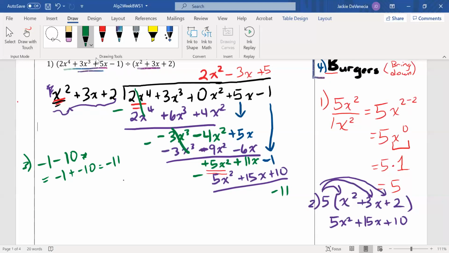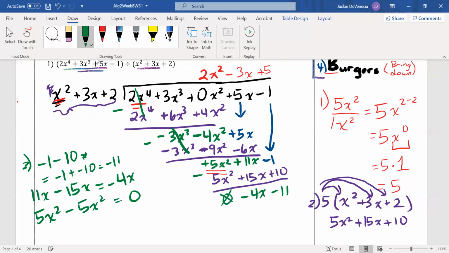Now in the middle, I'm going to be doing 11x minus 15x. This will be a -4x. And now here, this is going to be our first one, the one to the left. It's going to be 5x squared minus 5x squared, which will give you 0. So there's nothing there. You notice how now I don't have anything to bring down. There's nothing here, it's just empty space or 0. This over here, this is going to be our remainder.